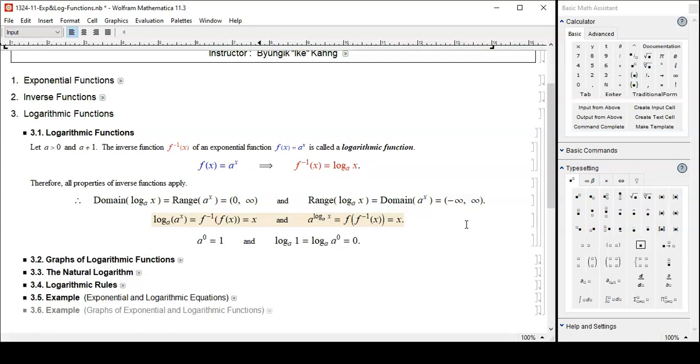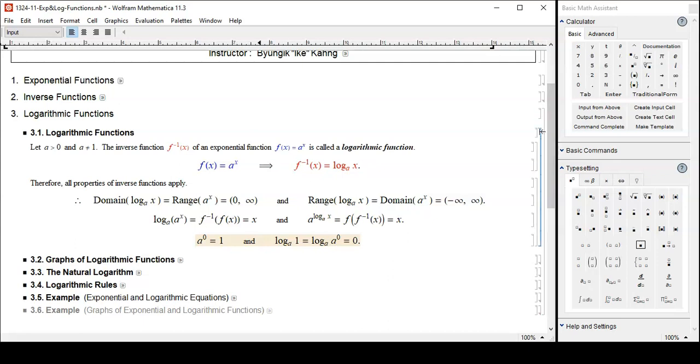How do you kill off the exponential? By taking the log and crossing out. How do you kill off the log? By taking the exponential and crossing out. And finally, this rule, a to the 0 is 1. So log of 1 is 0.